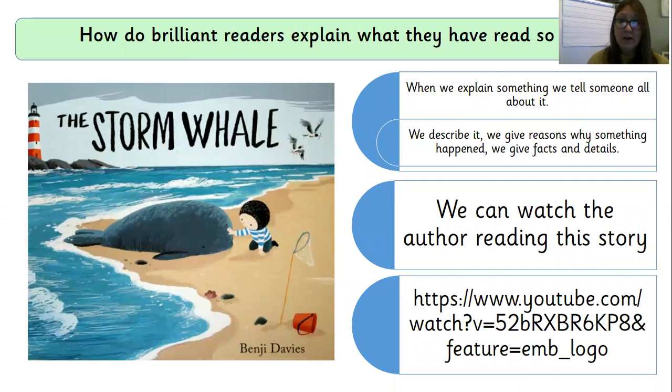So today we are going to be looking at how brilliant readers explain what they have read so far. When we explain something, we tell someone all about it. We describe it, we give reasons why something happened, and we give facts and details. It shows that we really have understood what we have read.